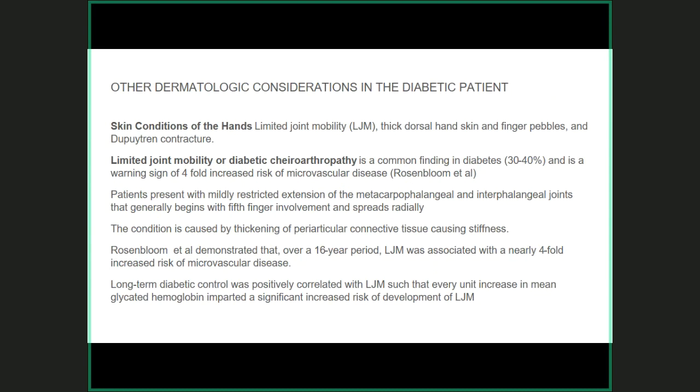Long-term diabetic control does improve your limited joint mobility, so that should be the goal. Your frozen shoulder and other conditions are also a spectrum of that. It's not a skin manifestation, but yes, it's an extension of that.